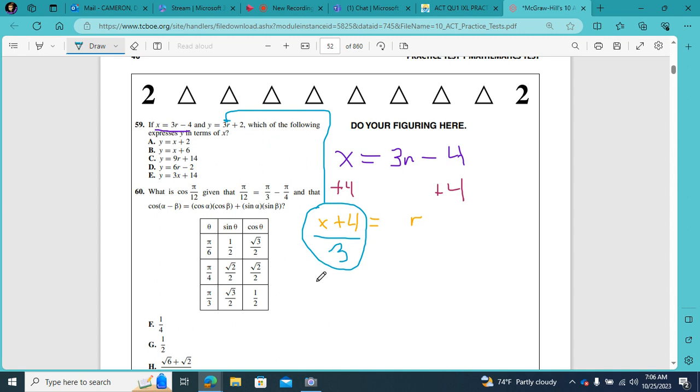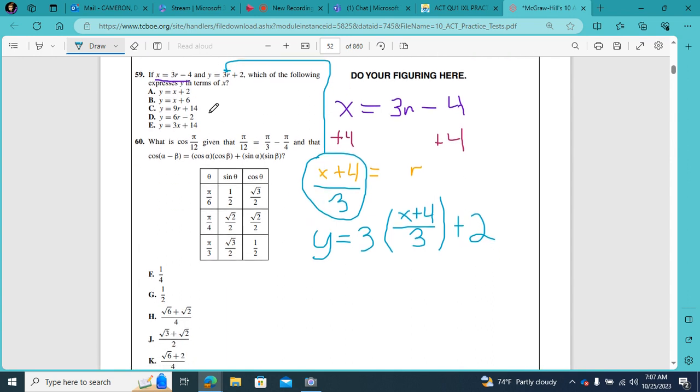So instead, okay, so y equals 3 times, now instead of this r, I'm writing all of this. X plus 4 over 3 and then plus 2.